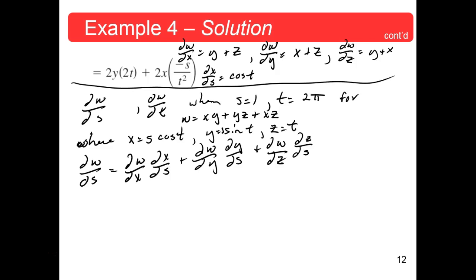Oh, okay, I see. And then the partial of W with respect to Z. This has no Z, so that would be 0. This would be Y plus X. Okay, all right, that's where I was.